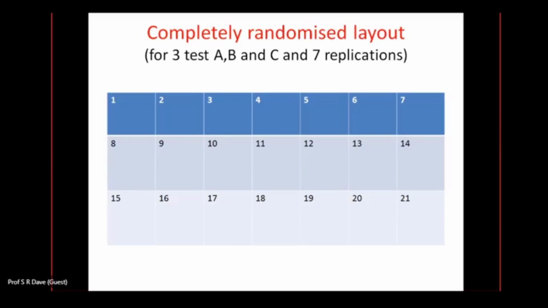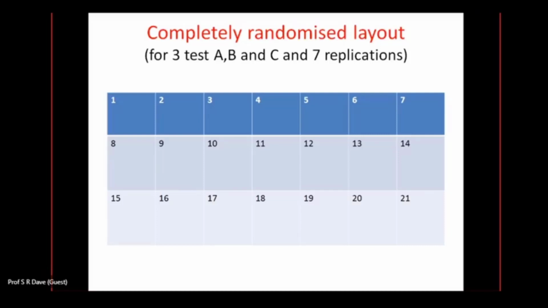Now, this is my experimental setup. If I am testing 3 different parameters, and each parameter I am replicating 7 times, it means I am doing 21 experiments. Is it clear?